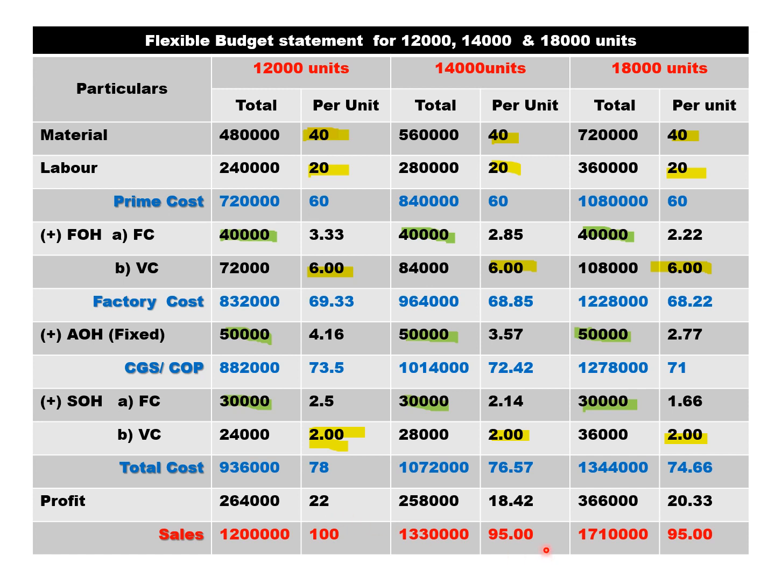Then selling price at 70%, it's 5% less. 100 minus 5%, you get 95 rupee. So 95 rupee into 14,000 is 13 lakh 30,000. The difference between sales and total cost will be the profit. Then selling price at 90% is 5% less. So it's 95 into 18,000. You get 17 lakh 10,000. Difference is called as profit.